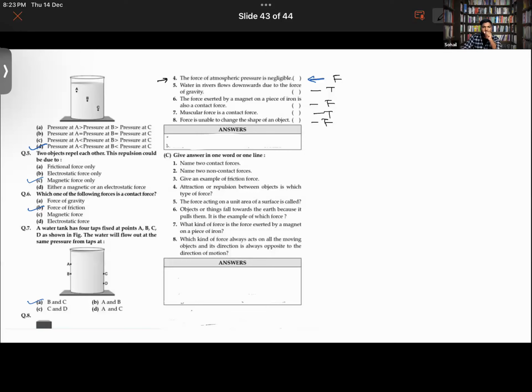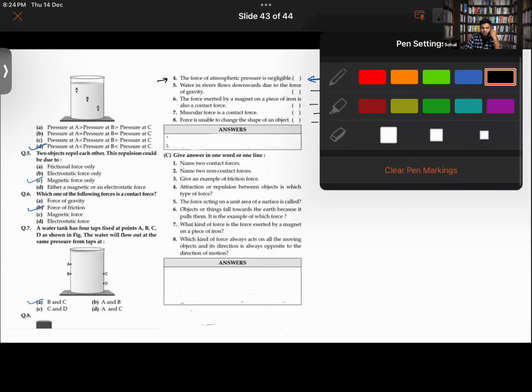We can increase the pressure by exerting the same force. How do we explain this? We can increase the pressure by exerting the same force. How? By decreasing the relative area of the contact surface. Right.